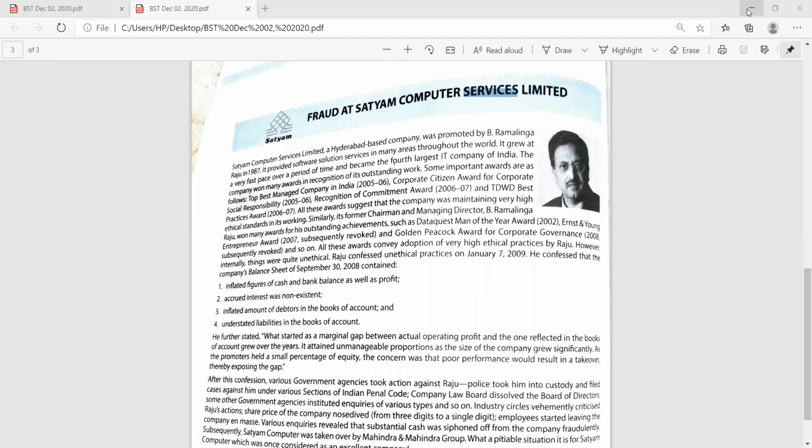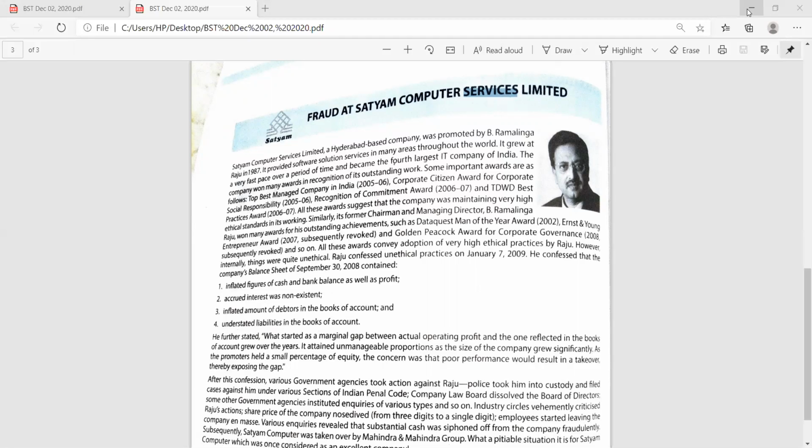Do you understand the meaning of confess? Confess means he himself accepted the unethical practices on 7 January. And he also confessed about the company's balance sheet. I hope you are getting the concept of the balance sheet very clear nowadays because of the financial statements that you are preparing. In the case of a company, that is something different that you will learn in the 12th standard. That is how companies prepare the balance sheet, but you can make manipulation in a company's accounts.